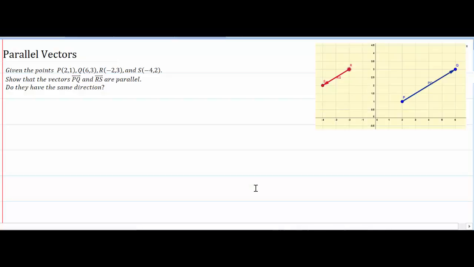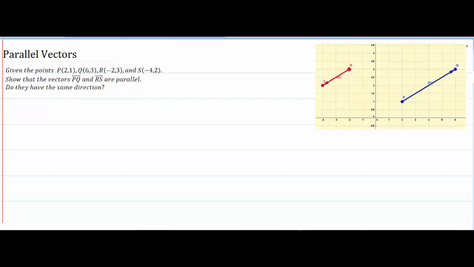So what I would do is plot the point P, which is at 2, 1, plot the point Q, which is at 6, 3, and then look at the vector between those as PQ. I'll do the same for R at -2, 3, and S at -4, 2, and the vector RS. Now, visually I can inspect this and see that while they do appear to be parallel, they're in opposite directions. But I need to prove that they're actually parallel. I'll show that they have the same slopes.